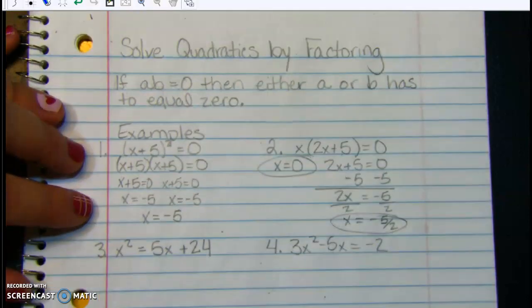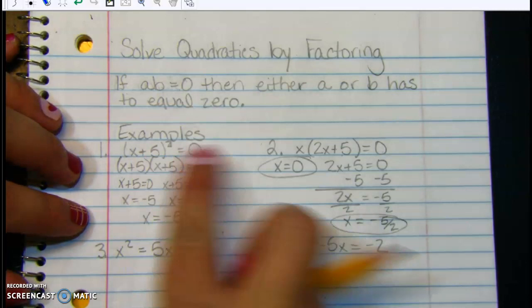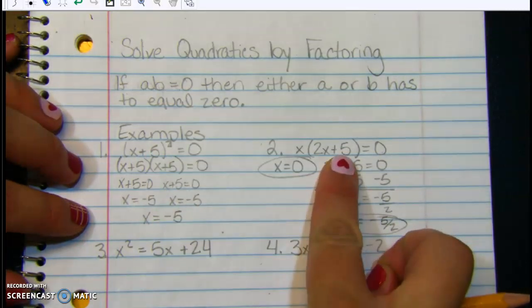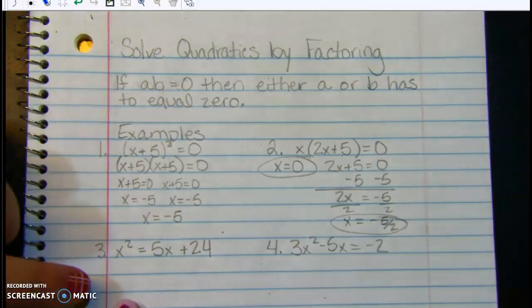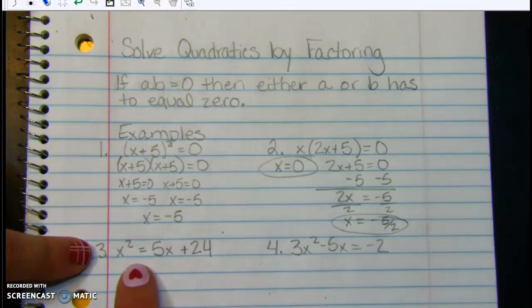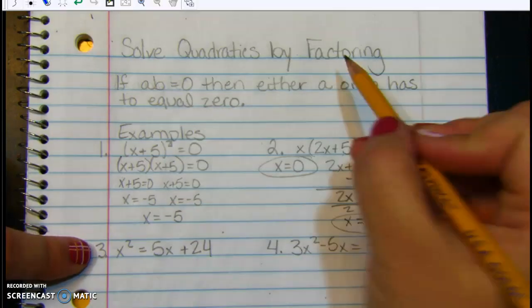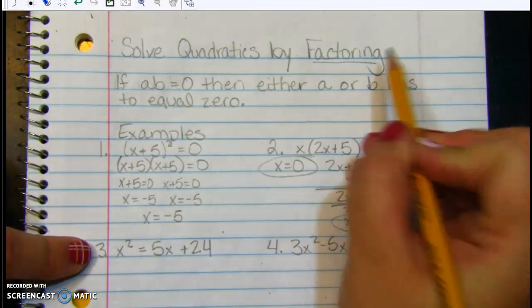All right, let's look at the next example. These first two, notice we're already in factored form. They already had the multiplication going on. This, I would say it's in standard form, but it's kind of a mess. It's not equal to 0 on one side. So our first job is going to be getting it all on one side. Our second job is going to be factoring.